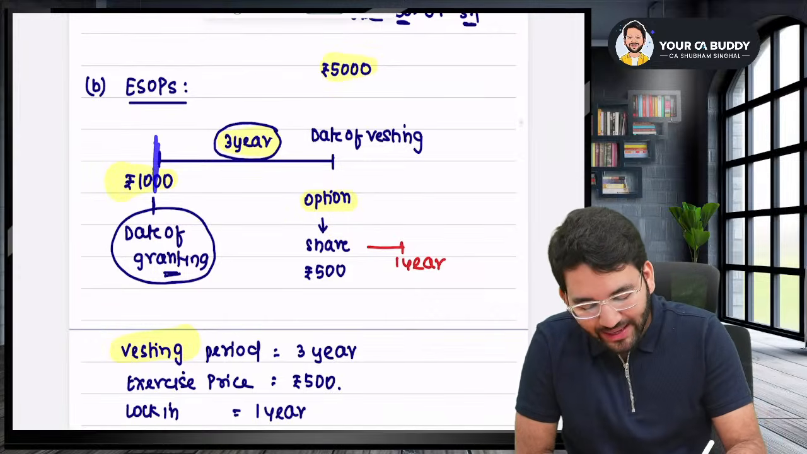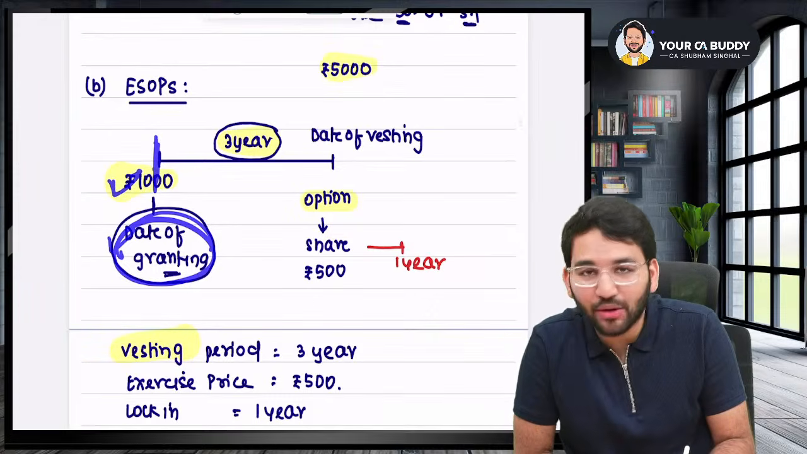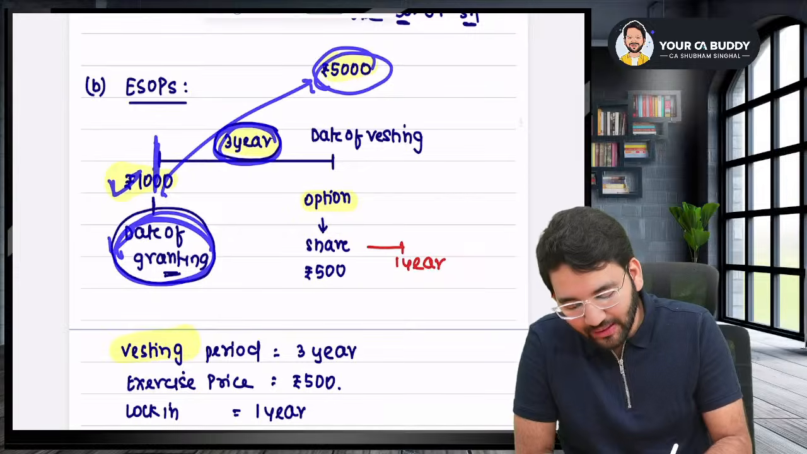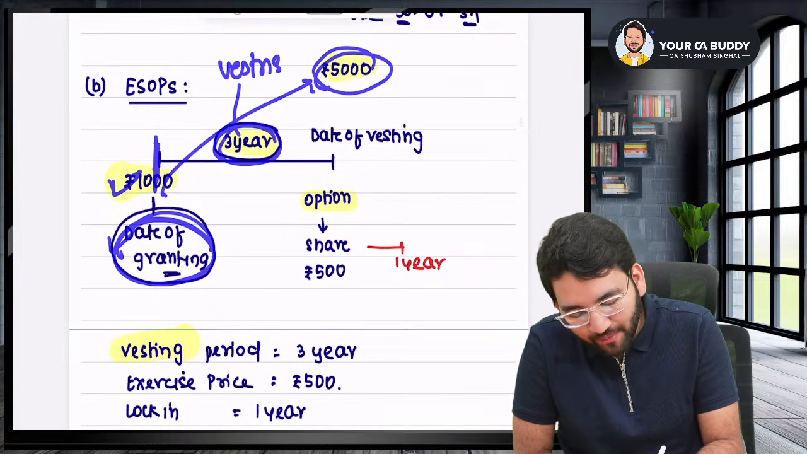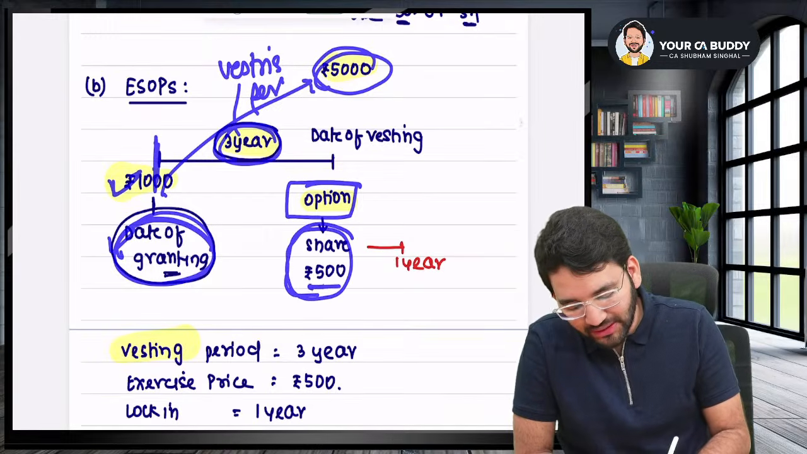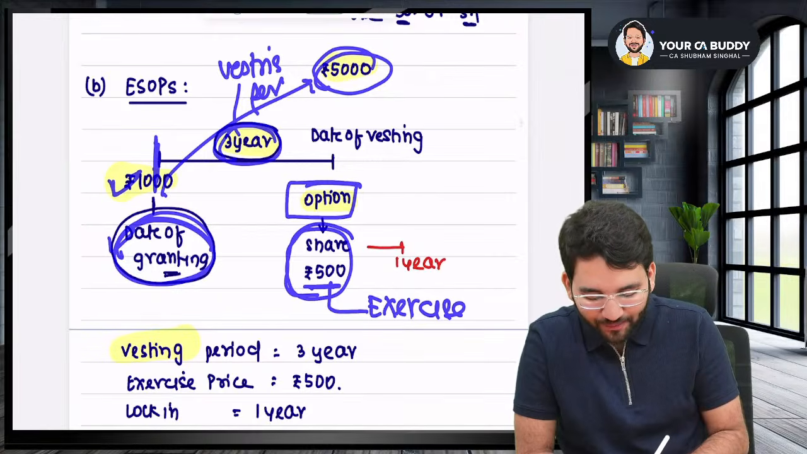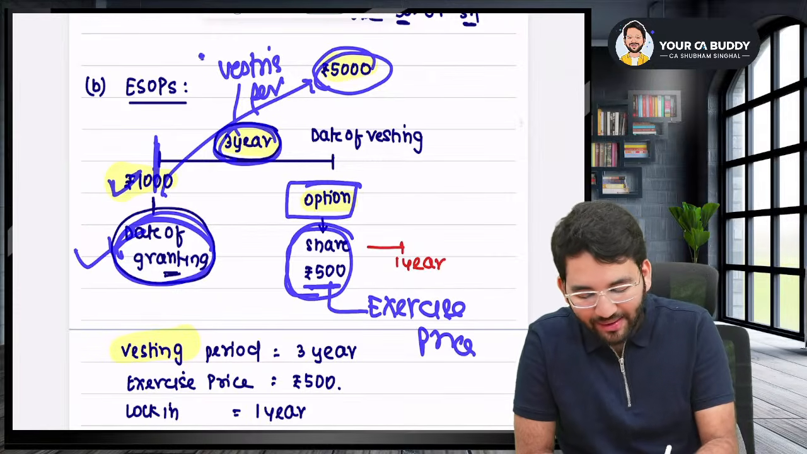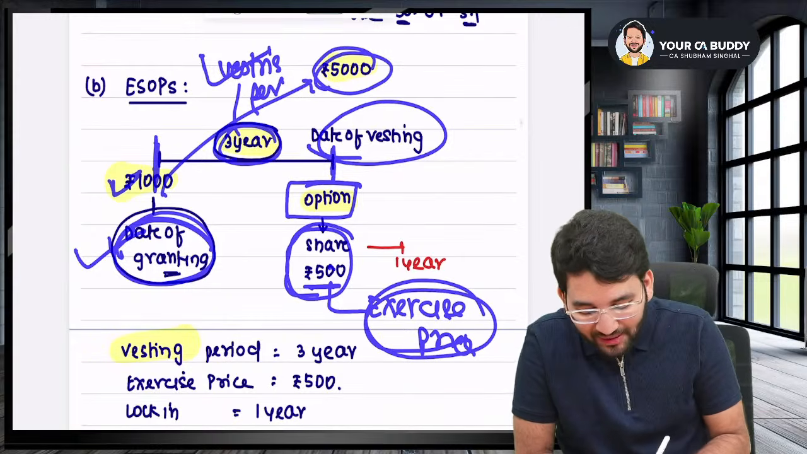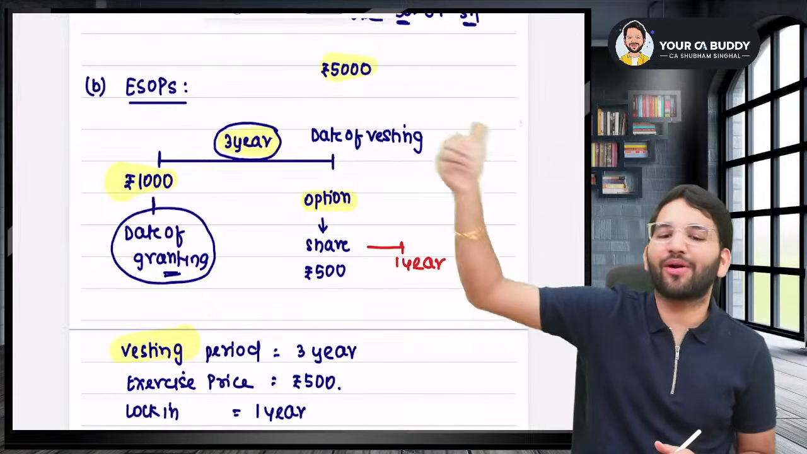Sir, an employee is told that today, that is the date of grant of ESOPs, the share price is 1,000 rupees. Tomorrow the share price may go up to 5,000 rupees, but 3 years later, that is called the vesting period. After the vesting period, you will have an option to purchase the shares for just 500 rupees. This 500 rupees will be called the exercise price. Granting, vesting period, date of vesting, and exercise price. And after that, you will have a lock-in, and the lock-in may be of 1 year. This could be the arrangement, right? This is called ESOPs.